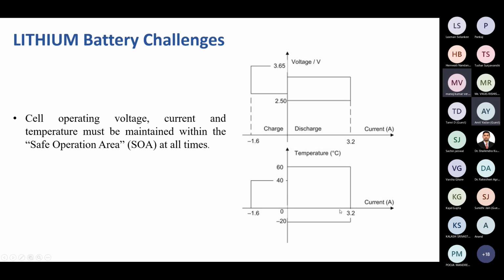When we talk about the safe operating area, the voltage ranges from about 1.6 to 3.2 on the y-axis, and I can operate the temperature within the zone for charging and discharging. We have to keep the temperature within the zone, from -20 to 60 degrees. This is the safe operating area when I want to operate the batteries.